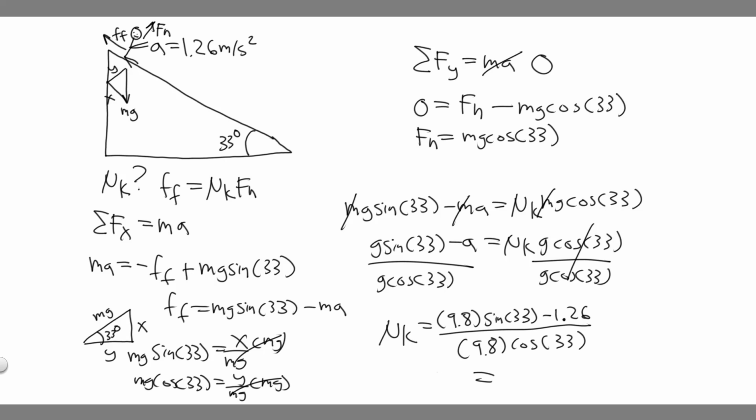And when you do that, you're going to get mu sub k, the coefficient of kinetic friction, is 0.496103, and so on. I'm just going to round to 0.496, and keep in mind we don't have any units on coefficient of friction, right? Coefficient of kinetic friction or coefficient of static friction. It's unitless. So you're just going to get mu sub k equals 0.496. And so yeah, this is going to be your answer, and hopefully you found this useful.